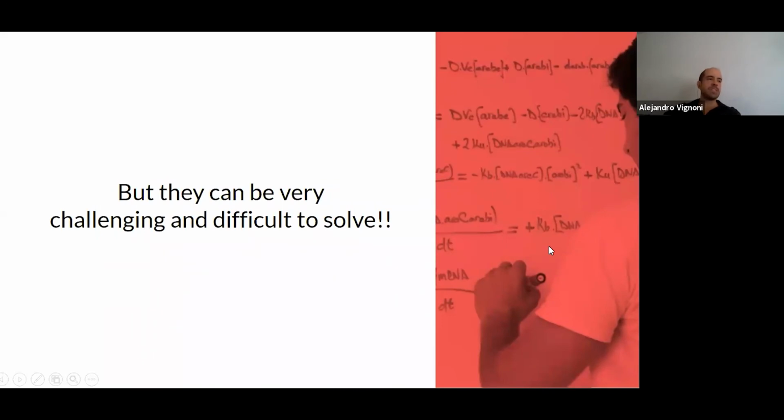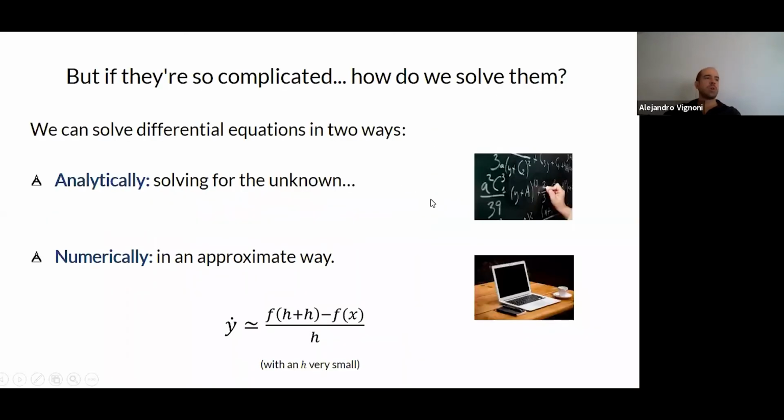But depending on how difficult they are, they can be very challenging and difficult to solve. So generally there are 2 options to deal with this. Analytically, solving for the unknown, but that again can be very hard. And numerically, in an approximate way, where the easier one is the Euler approximation, which is this one down here, that we will solve with computer software.